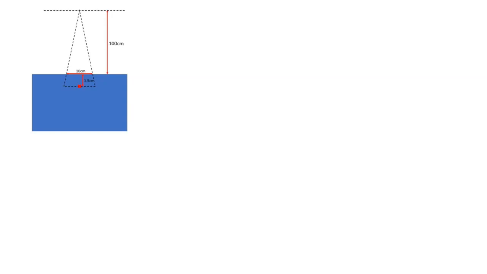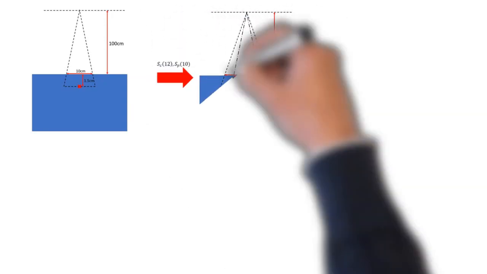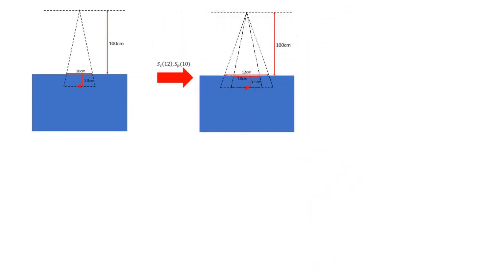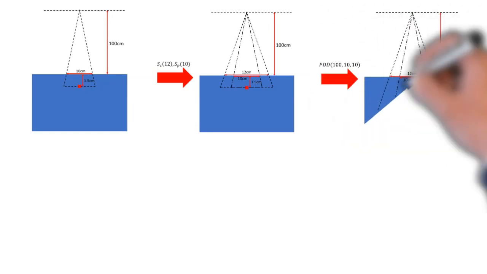And now we can add in our scatter factors. So our collimator field size is going to be shifted to 12 centimeters, which we can calculate using the equivalent square. And we also have a block to 10 by 10. So the outer triangle here is the collimator field size and the inner triangle is the blocked field size. And now we can shift our depth, which we do with the PDD term.